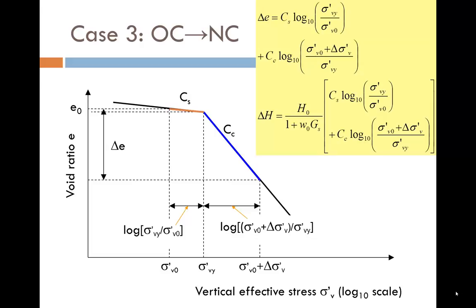The third case leads to the longest expression of the three. It has two parts, as the soil starts over-consolidated, but becomes normally consolidated after the load is applied. In other words, the initial and final vertical effective stresses straddle the pre-consolidation pressure. So both the Cs and the Cc slopes are used.